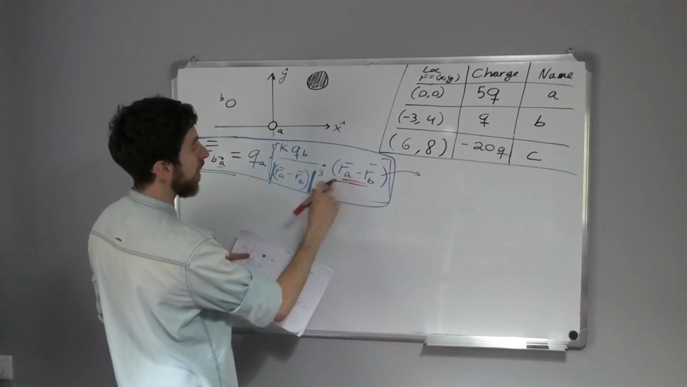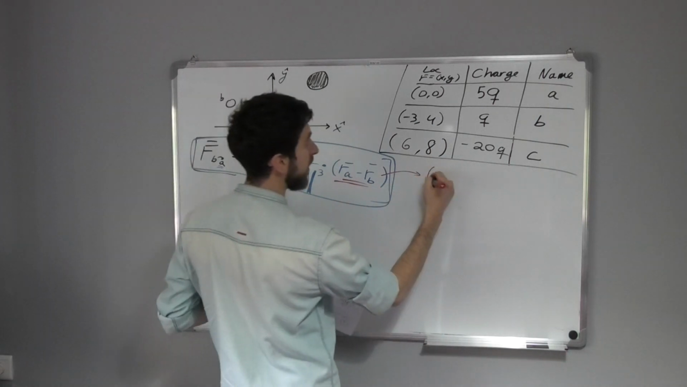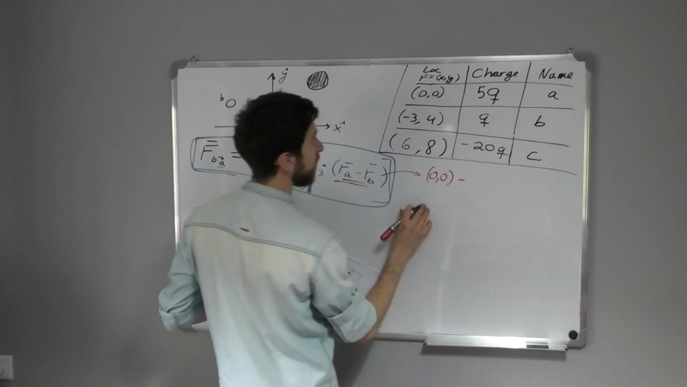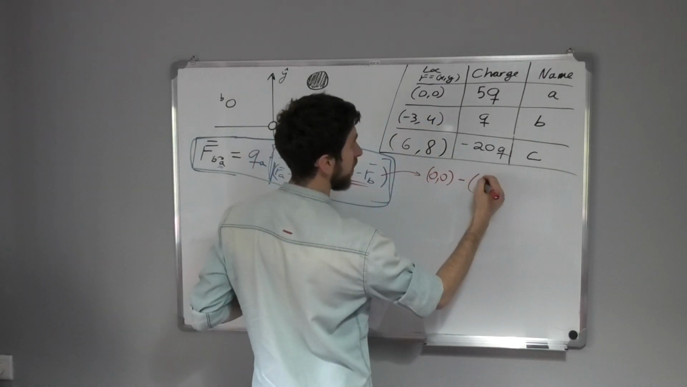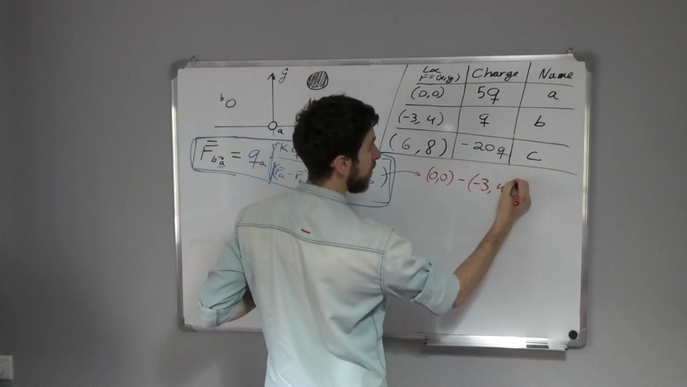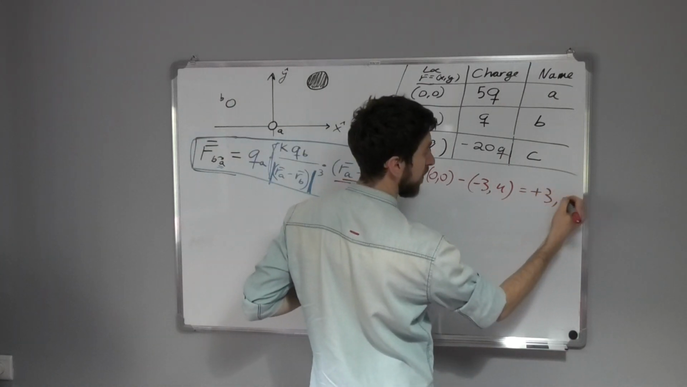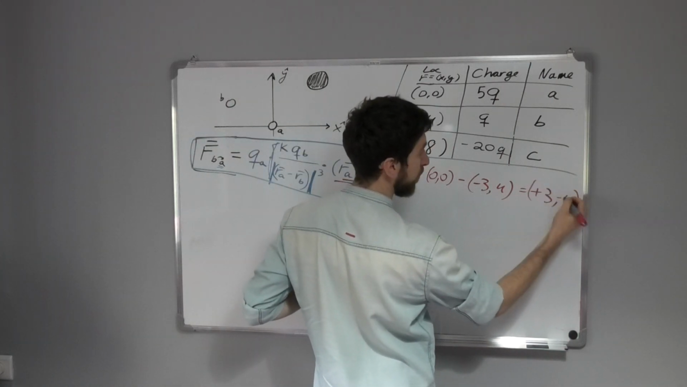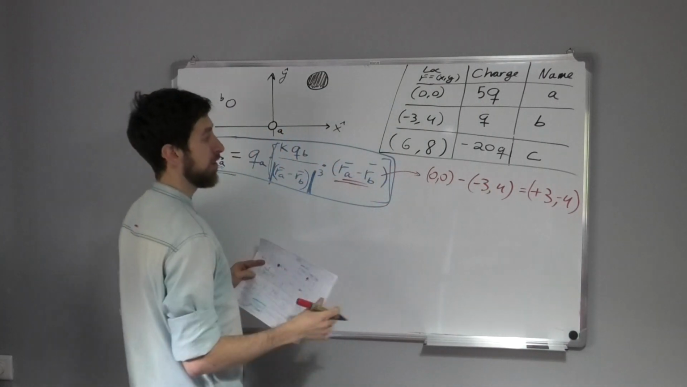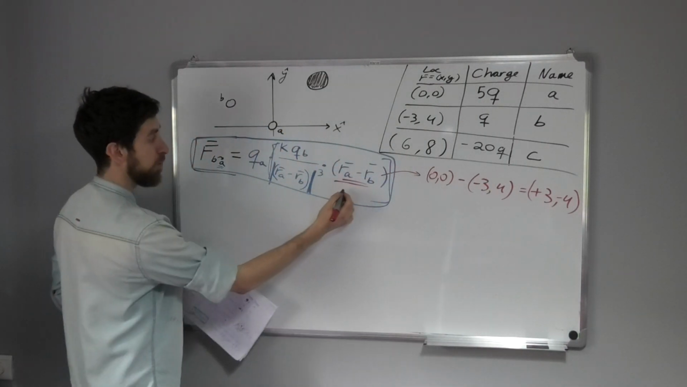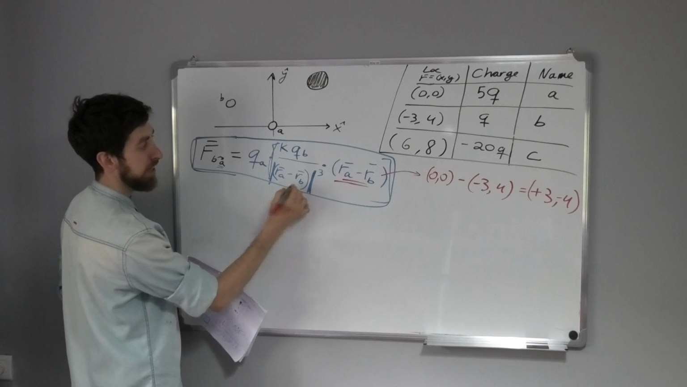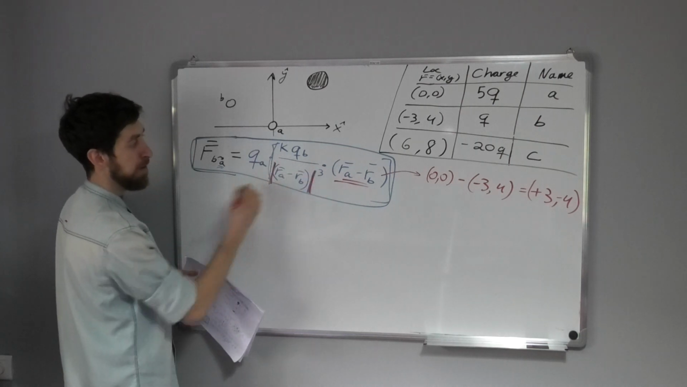So we have here RA. What is the location of RA? It's 0, 0 minus this one, which is minus 3, 4. And this is equal to plus 3, and minus 4, right? Because this minus got to here. Perfect. And if I want to plug it here, I need first to do the magnitude.